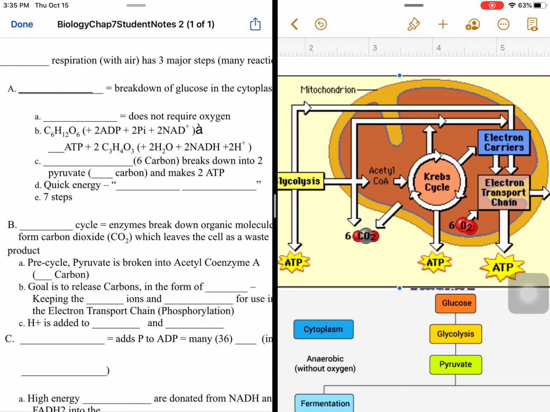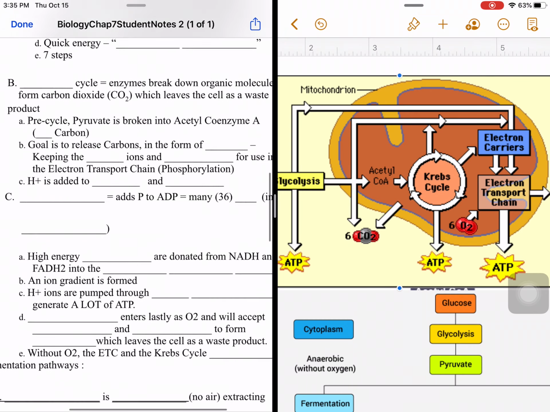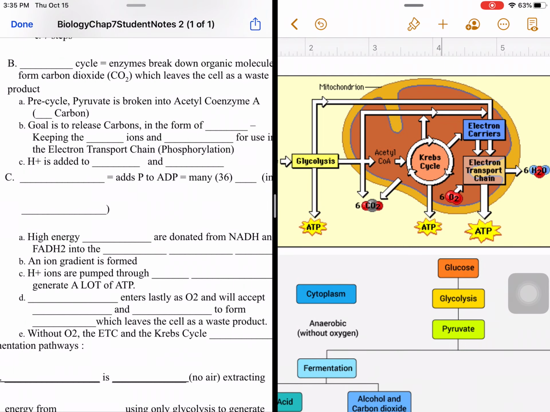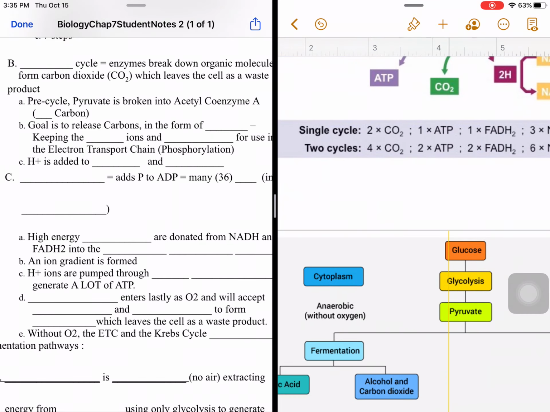But it does require 7 steps in glycolysis itself. So while I say there are 3 major steps, each major step has many smaller reactions in order to take place. Our next step that we're going to talk about is the Krebs cycle. So after we make our pyruvates, we go into the Krebs cycle.